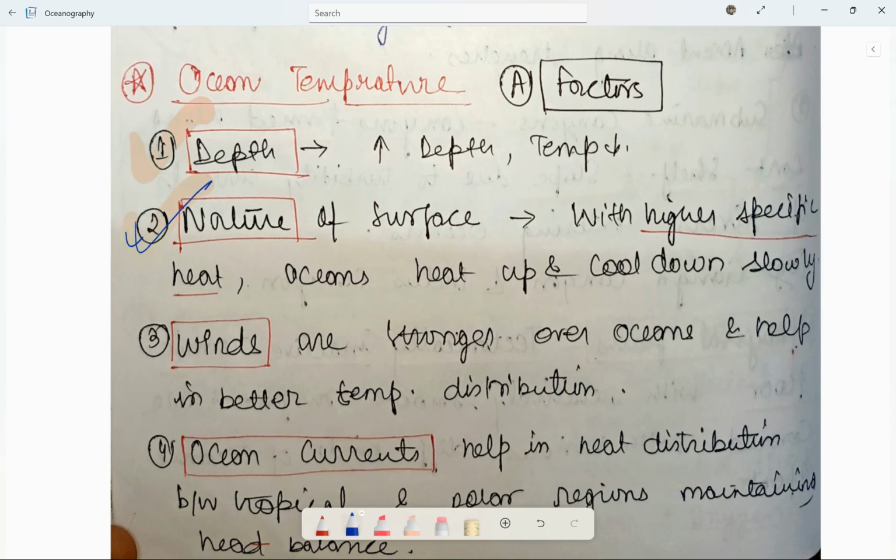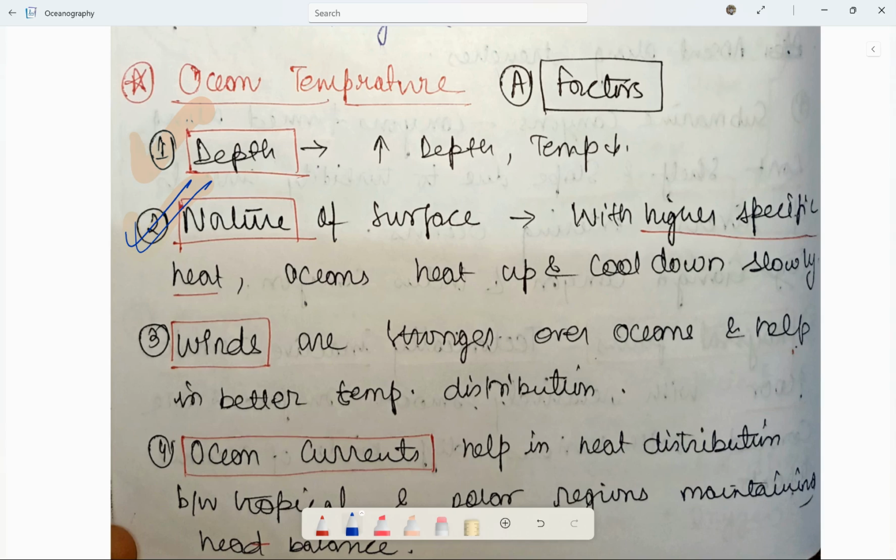Next comes the nature of the surface. We have a concept of specific heat, in which we learned that land heats up very fast during summers, and in the nights or during winters it cools down very rapidly. However, in the case of the oceans, they gradually take time.